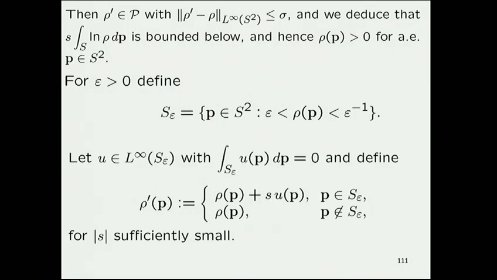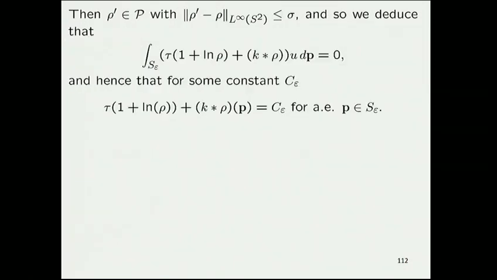So then you take a u which is in L infinity of this set, and whose integral over S epsilon is 0, and you define rho prime to be rho of p plus s u of p in the set S epsilon and rho of p outside it, for mod s sufficiently small. So now you see that because the integral over S epsilon of u is 0, the integral of rho prime is going to equal the integral of rho. And you're going to be close to rho, and so you can calculate the Euler-Lagrange equation on that set S epsilon.